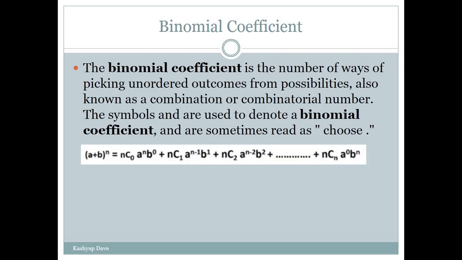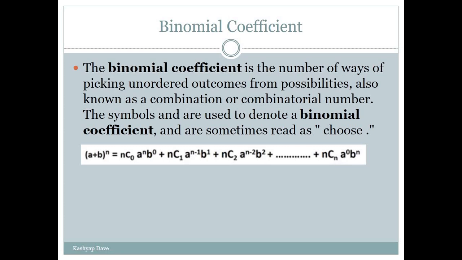Suppose we want to calculate the equation (a plus b) raised to n. In that case, our solution will be nC0 a raised to n b raised to 0, plus nC1 a raised to n minus 1 b raised to 1, plus nC2 a raised to n minus 2 b raised to 2, plus up to nCn a raised to 0 b raised to n. So this is the equation for solving (a plus b) raised to n.